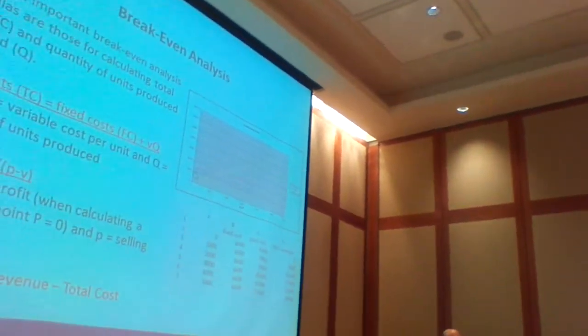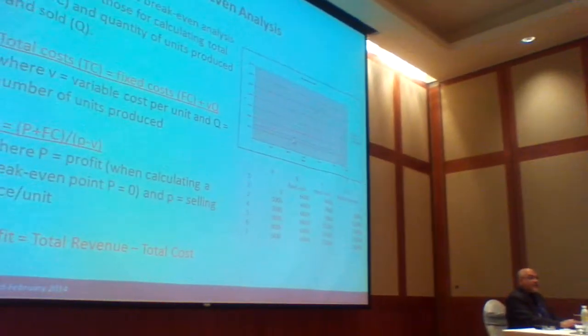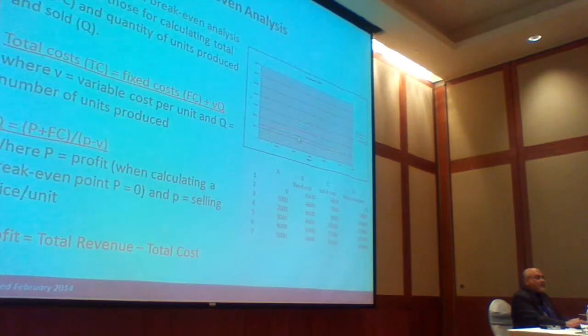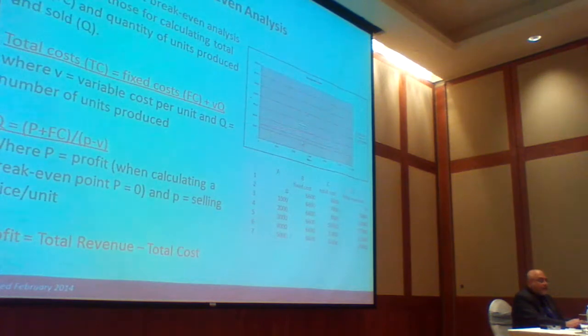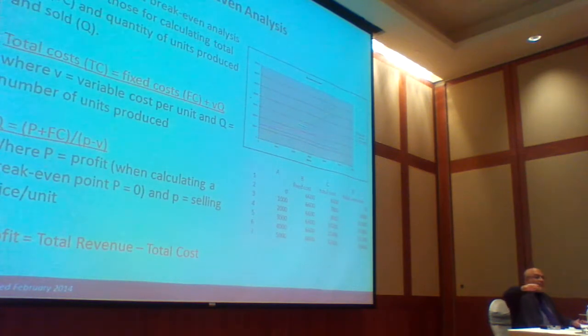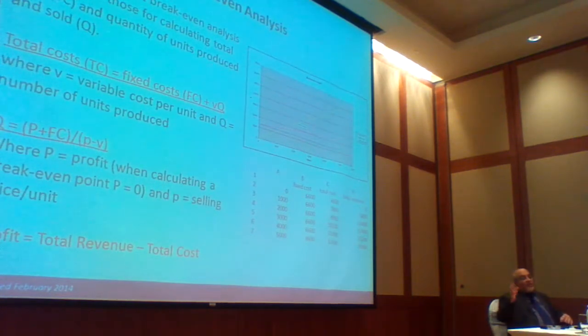I want you just to have a look here. I put different quantities here and I try to draw a diagram. If you look at this line, the dark blue line, this is the fixed cost. As you see, it is constant, because fixed cost is fixed, no matter what quantity you use. When you produce zero quantity, or 1,000 quantity, same thing.